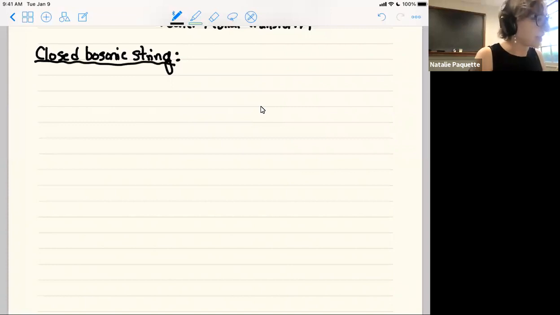Classical closed bosonic string. Okay, so now we start where all string theory stories begin, with the closed oriented bosonic string. And okay, you all know what to do. You know the story. We're going to start with the theory of a classical string, and it's going to be sweeping out some two-dimensional surface in space-time called the worldsheet.